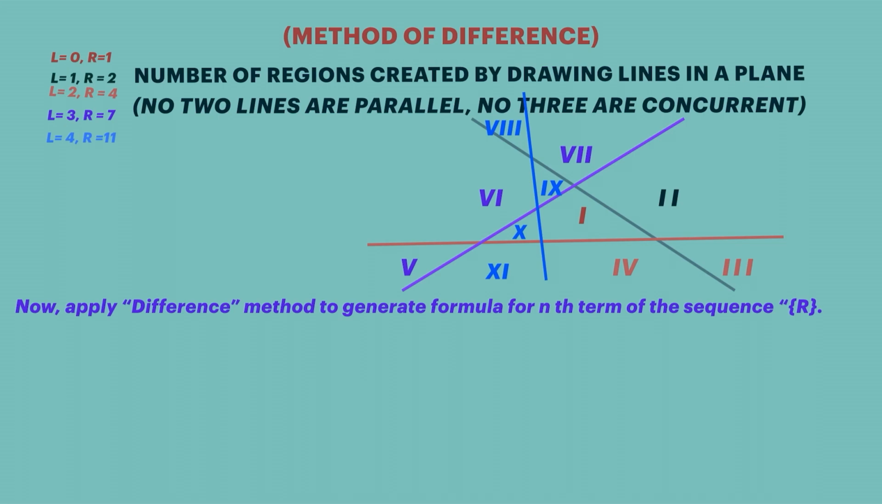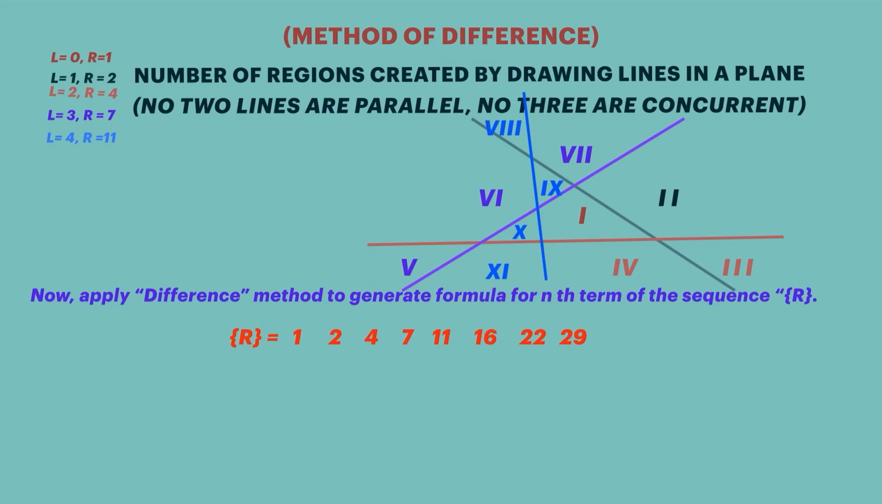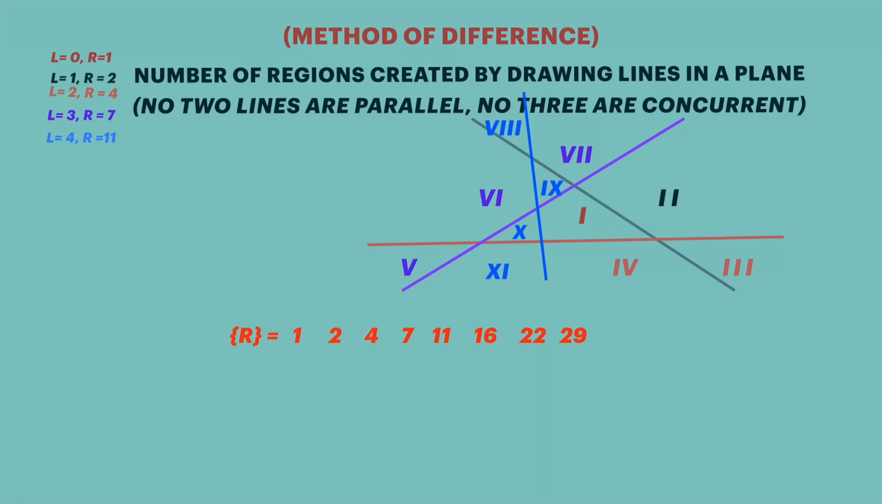So we apply the difference method to the sequence R. The difference method is nothing but calculating the difference between the values of two consecutive terms of R. Here, the difference between 1 and 2, between 2 and 4, and between 4 and 7. So we have to do it this way. Now if we take the differences of the elements of the sequence R, then we get the following.